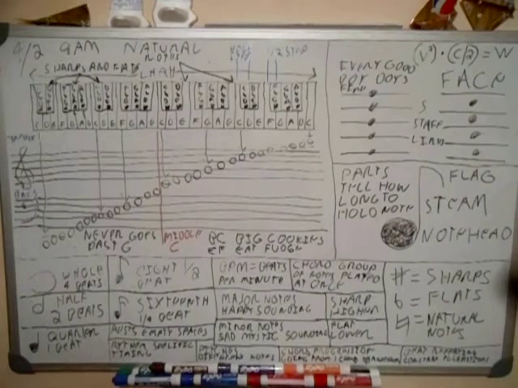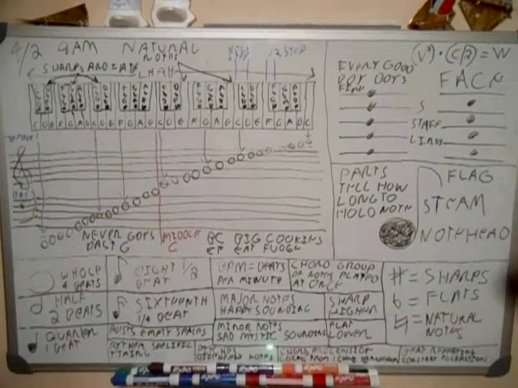Rests, empty spaces. Major notes, happy sounding. Minor notes, sad, mystic sounding. Alright, here's some symbols over here. This is the symbol for natural notes, and these are the symbols for the sharps and the flats. A sharp is simply higher in pitch, and a flat is simply lower in pitch.